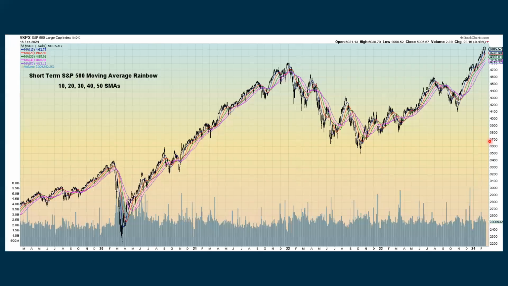Then we have some short-term charts. The first one here is a rainbow going from 10 periods to 50 periods with a simple moving average.